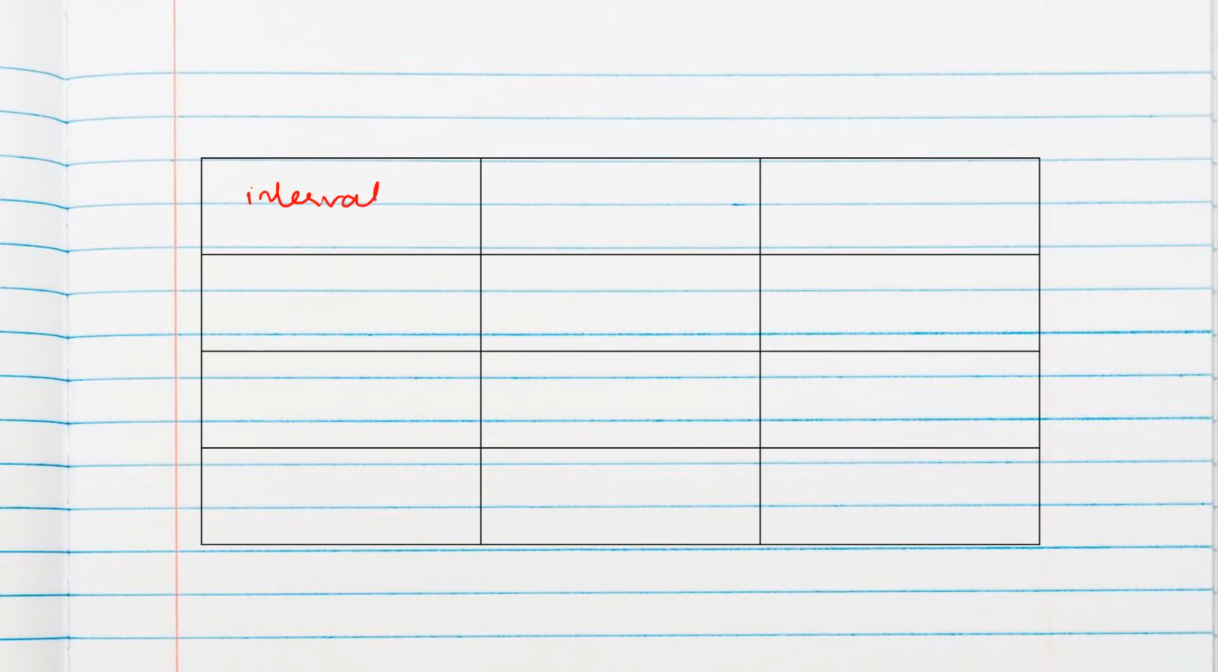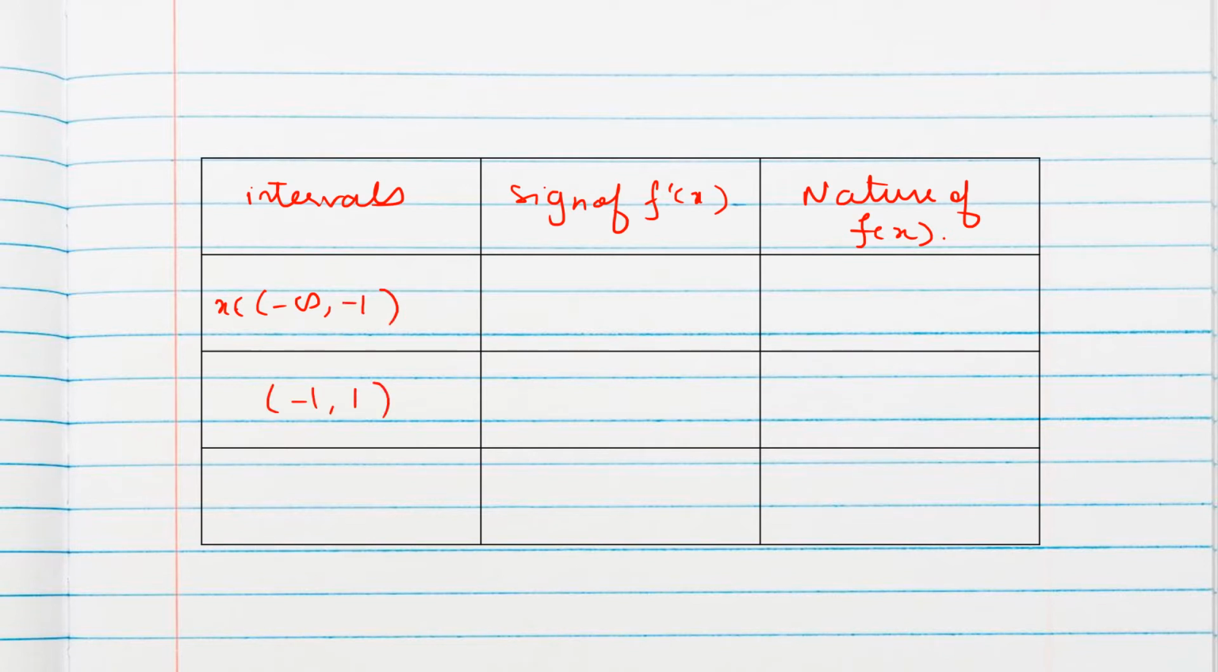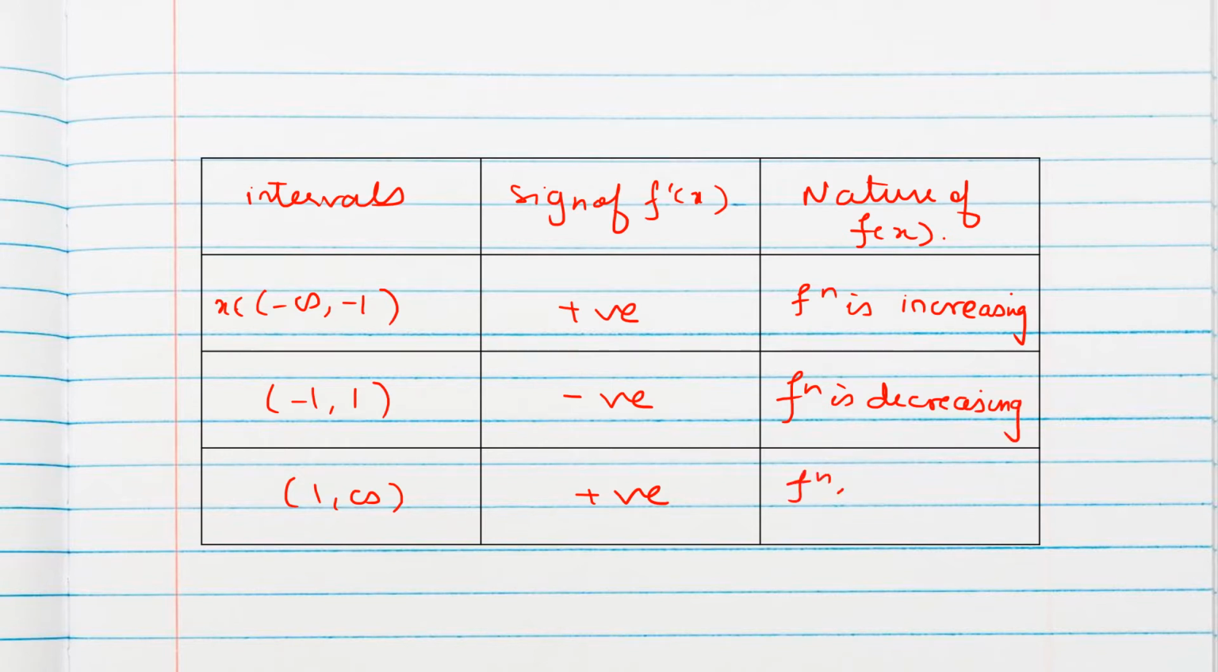Intervals, sign of f dash of x and nature of f of x. So when x belongs to minus infinity to minus 1, minus 1 to 1, and 1 to infinity, the sign is positive, here negative, here positive. So the function is increasing, the function is decreasing, the function is increasing.